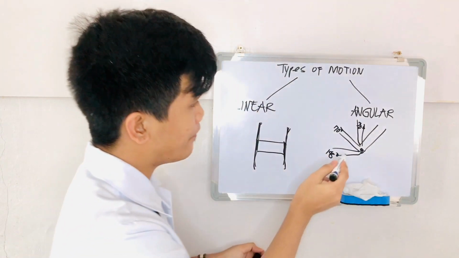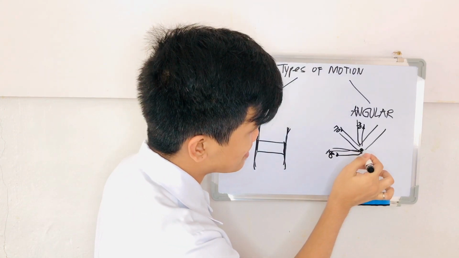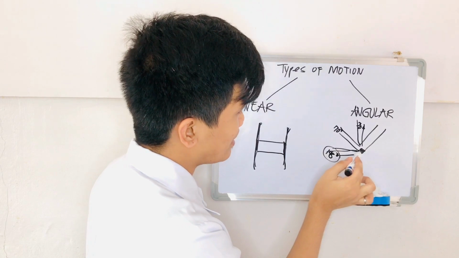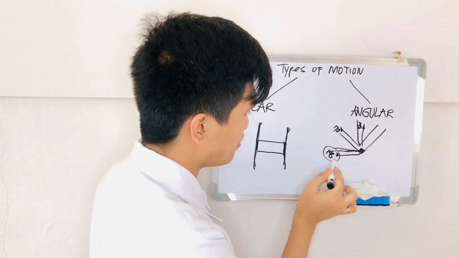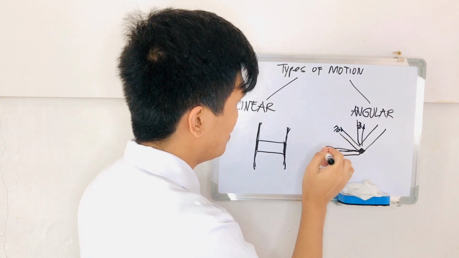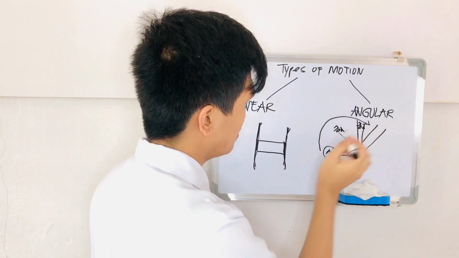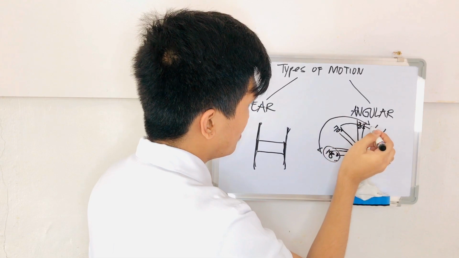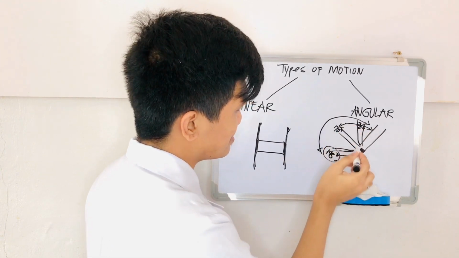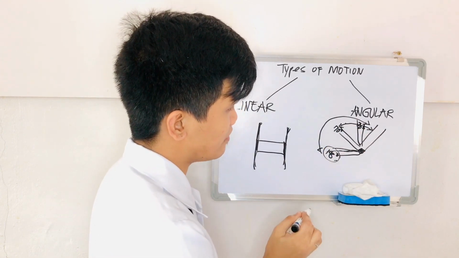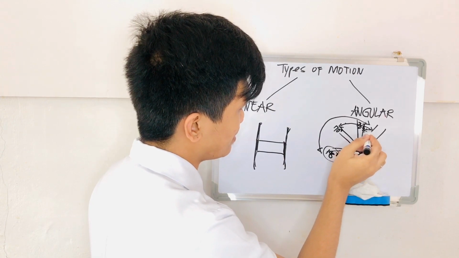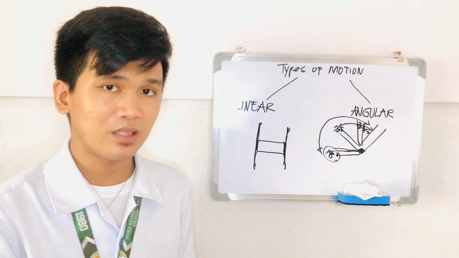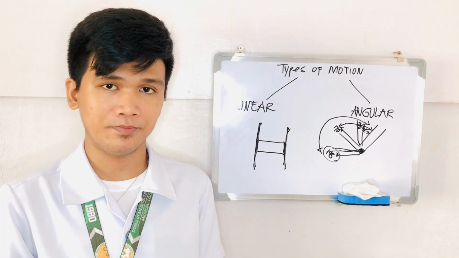Therefore, we can say that the farther the distance from the axis of motion, the greater the velocities. So this one is farther from the axis of motion, so it's 145 degrees from here to here. And then this one is 70 degrees because it's getting closer to the axis of motion. And this one is 30 degrees because it's getting closer and closer to the axis of motion. That's the angular motion.